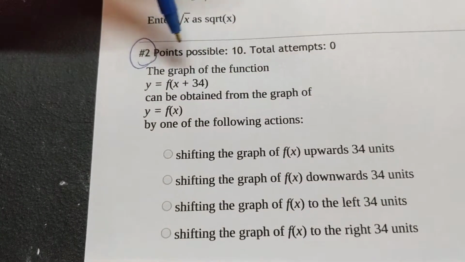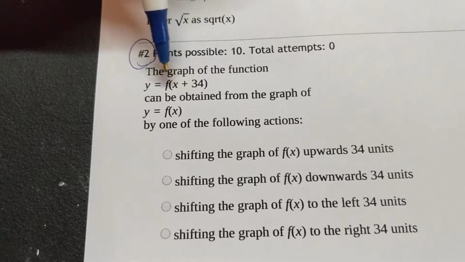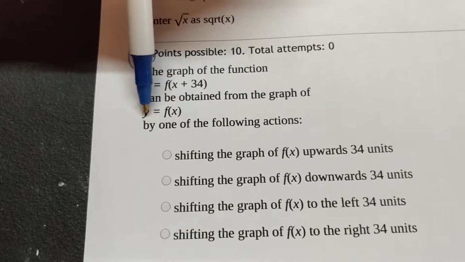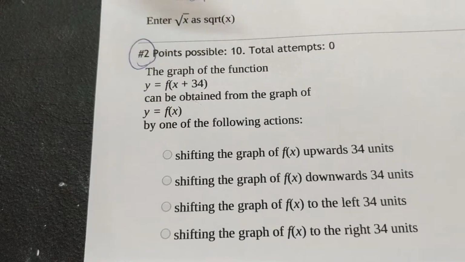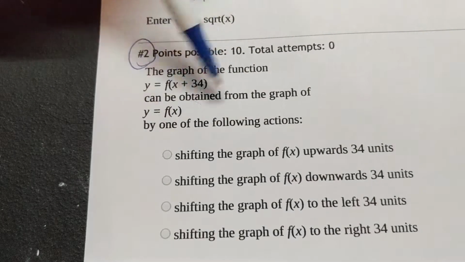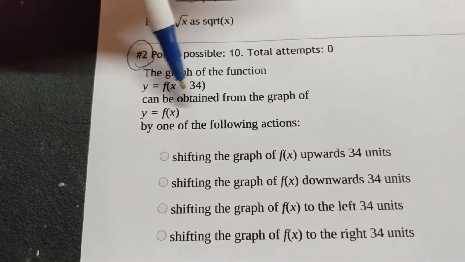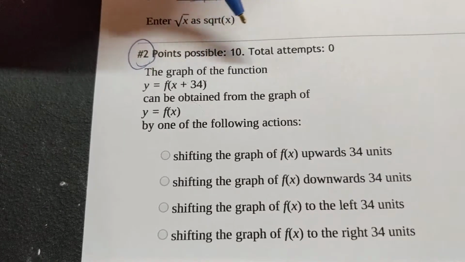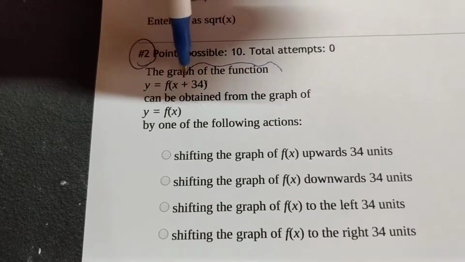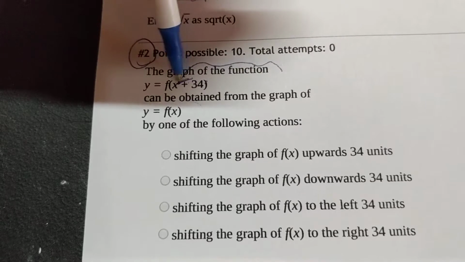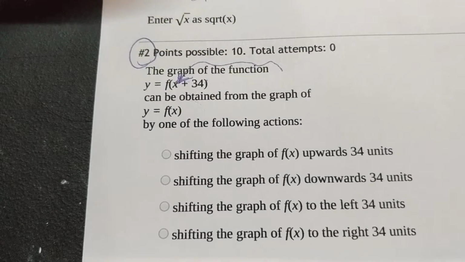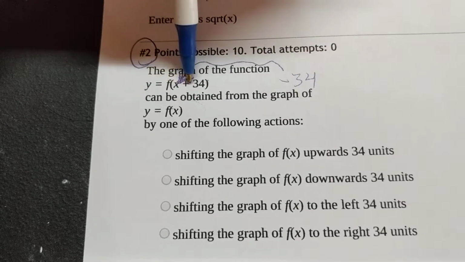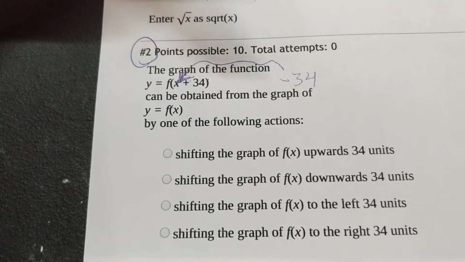Next one, similar idea. We have the graph of the function y equals f of x plus 34, and we're saying that can be obtained from the standard, the beginning function f of x. And we're just wondering what happened here to get from f of x to f of x plus 34. If it's plus 34 on the inside, remember, inside stuff messes with x values, and it's always kind of the opposite of what it looks like. So if we're looking for the new 0 in there, negative 34 is the new 0, because negative 34 plus 34 would make f of 0.